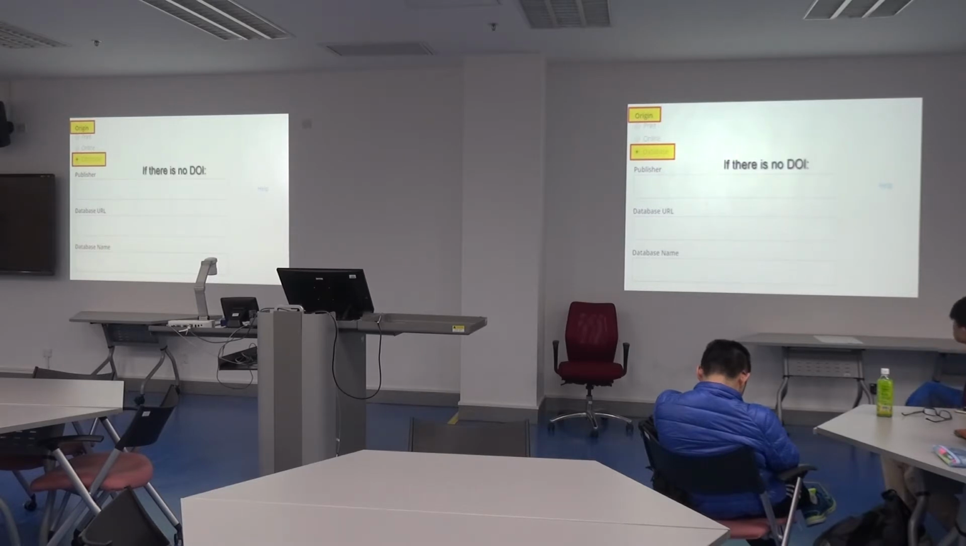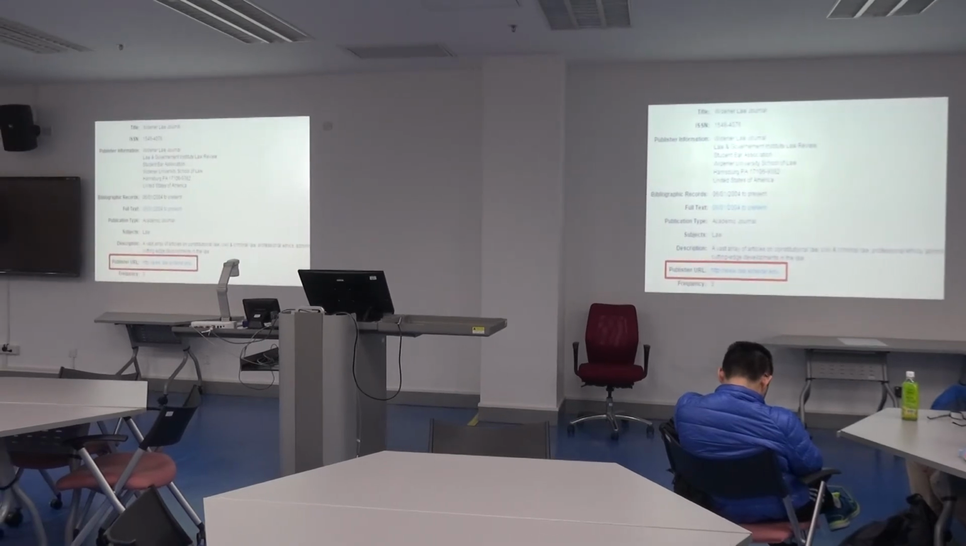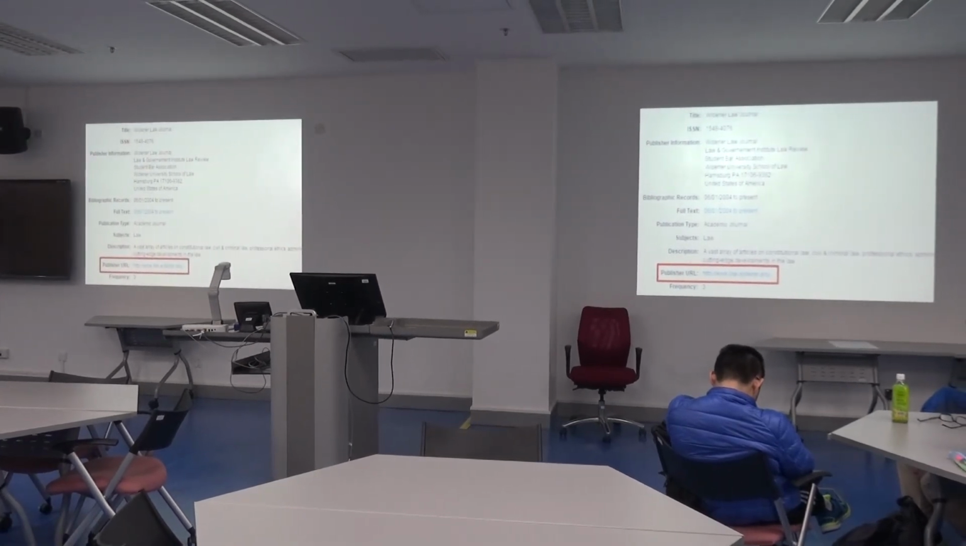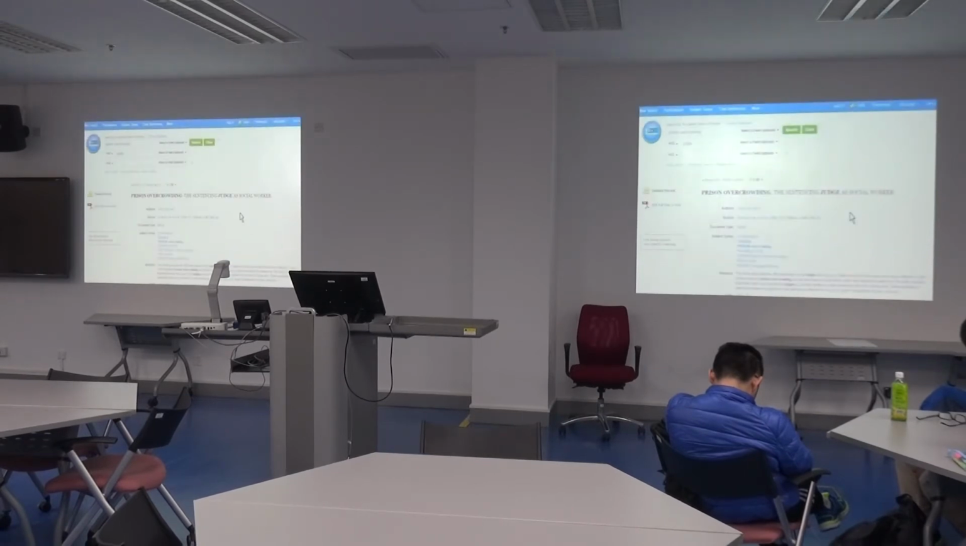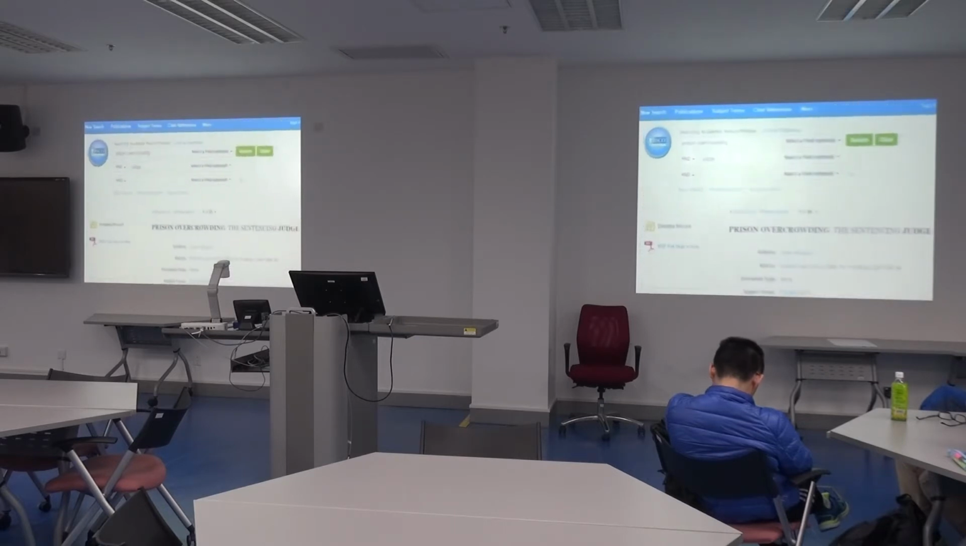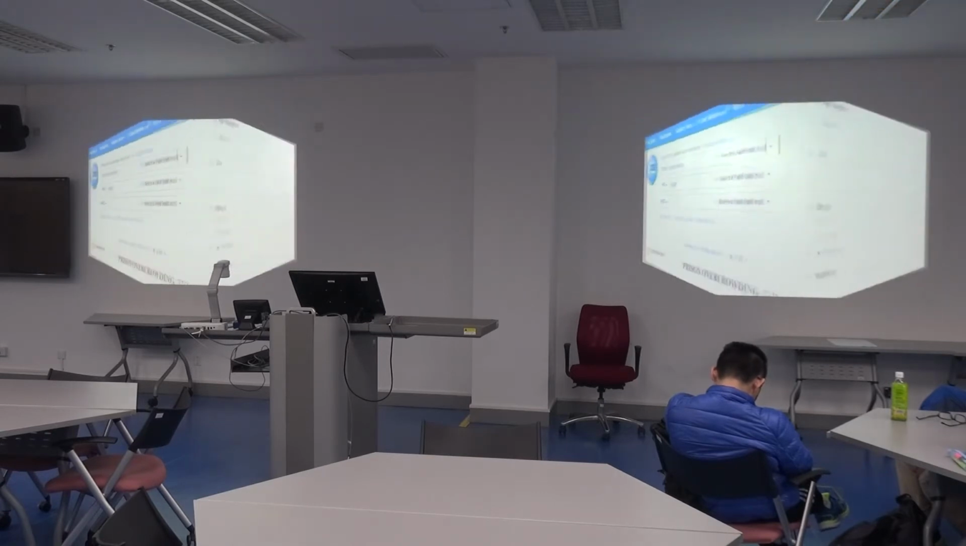For the next item, you have to make a choice. If you do not have a DOI, your next choice would be to provide the homepage URL of the journal that published the article. For example, here is the homepage URL of the law journal. If there is no DOI and no homepage URL of the publishing journal, you can then provide the database URL of the article in the journal or the name of the database.